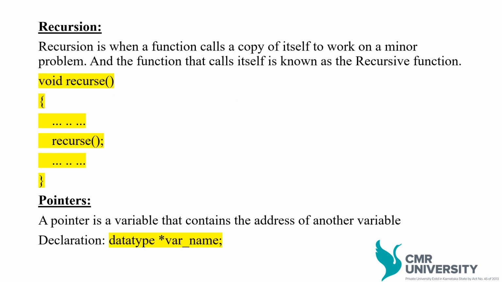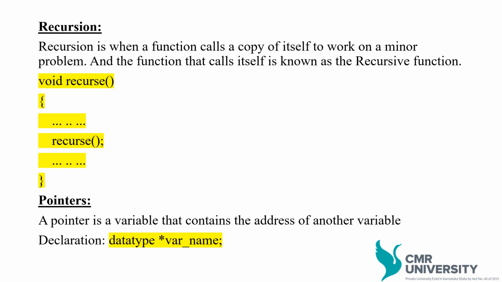Recursion is used when a function calls a copy of itself to work on a minor problem, and a function that calls itself is called a recursive function. If a function is called again and again, it is called a recursive function. It calls a copy of itself, again and again. That's the point here.